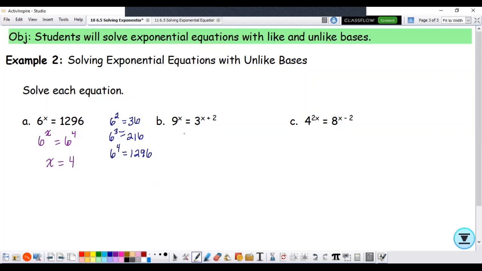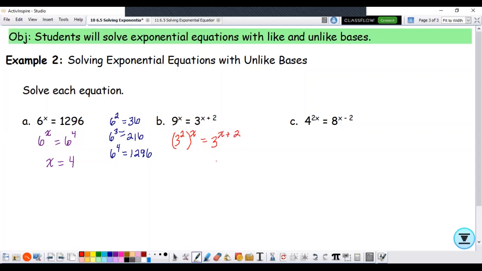But when we look at B, I have two exponential expressions. I have 9 to the power of x, and I have 3 to the power of x plus 2. They're not the same base. But one thing I do know is 9 is the same thing as 3 times 3, and 3 times 3 is the same thing as 3 squared. So I can write 3 squared in place of 9, to the power of x equals 3 to the x plus 2.